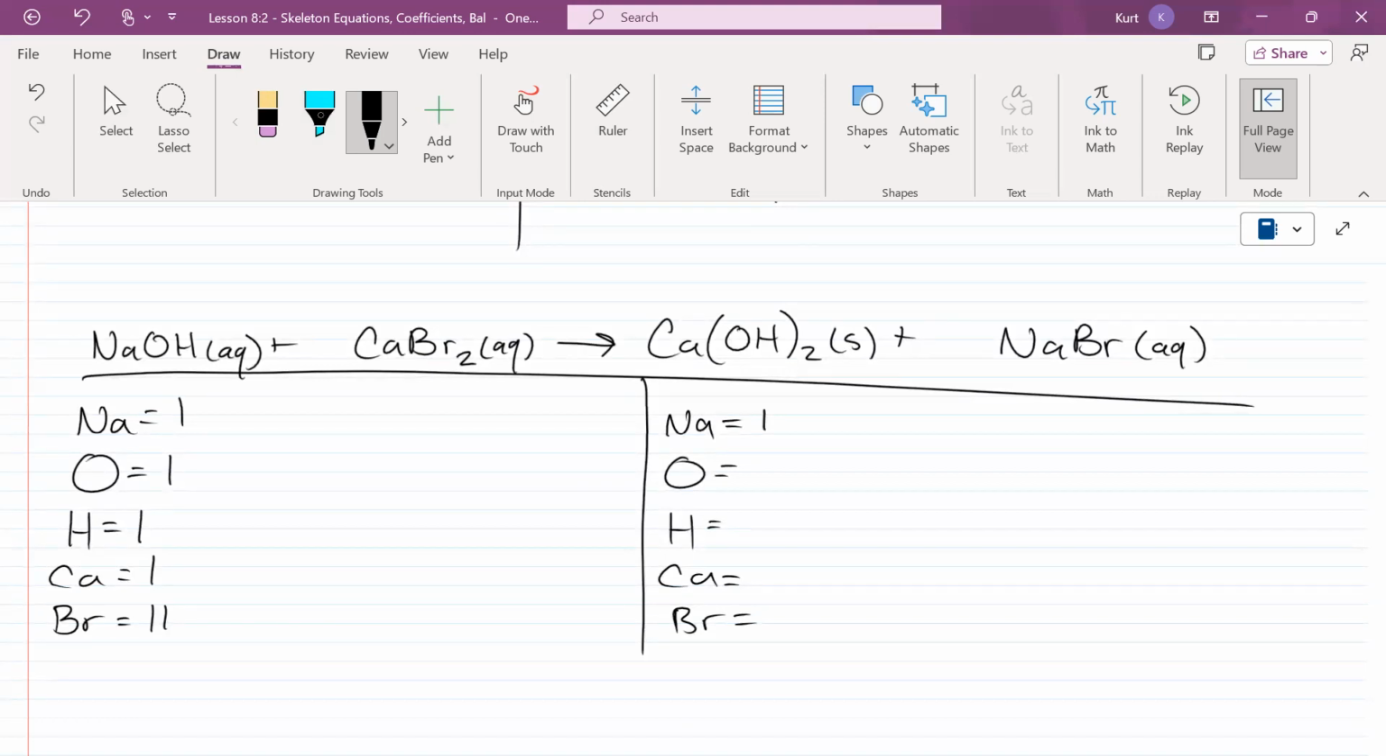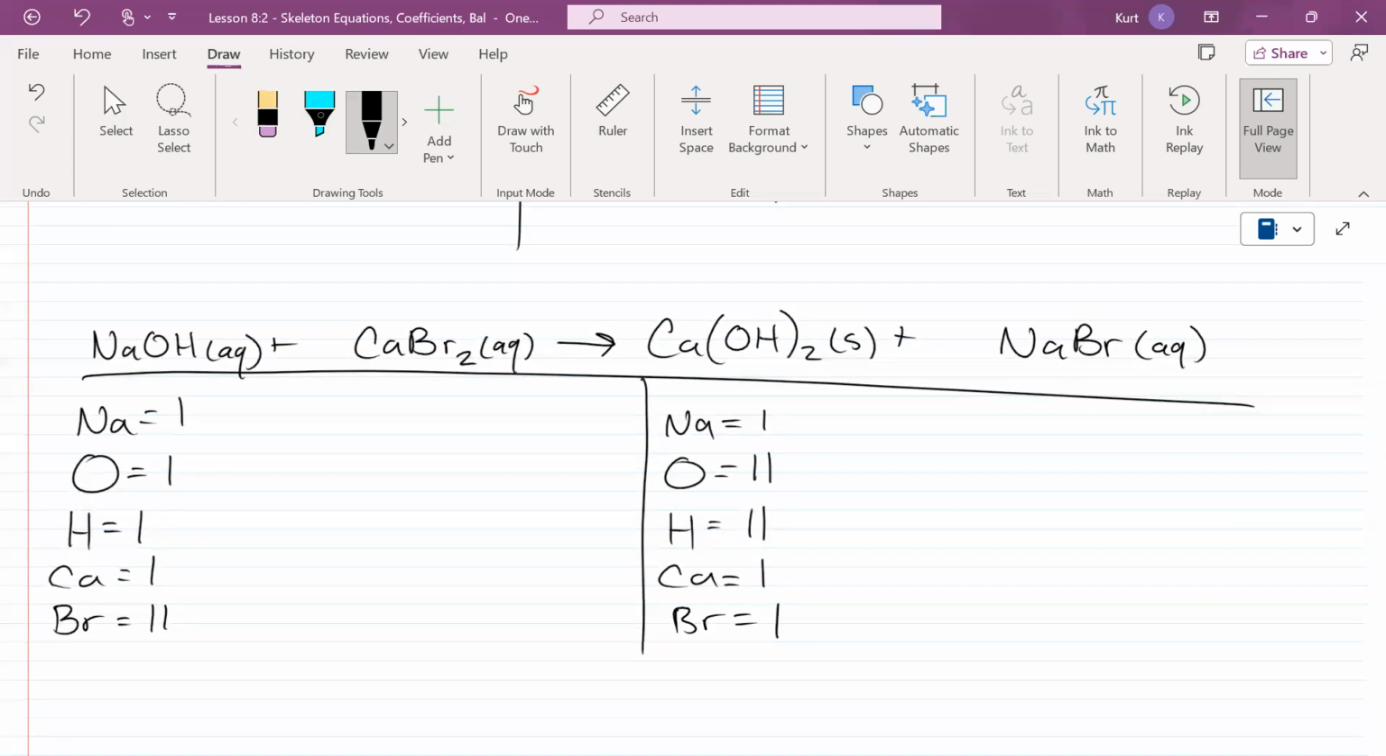Olive, how many sodium atoms do you see on the product side? Correct. How many oxygen? Very good. Let me stop there for a second. She distributed the subscript 2 across the parentheses. Very good. How many hydrogens do you see? Good. How many calciums do you see? Very good. Now, everybody, is that calcium inside the parentheses? It is not. So does the 2 apply to the calcium? It does not. And then bromine, how many bromines, Olive?